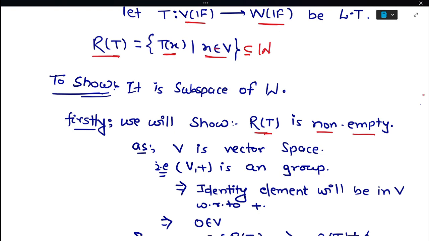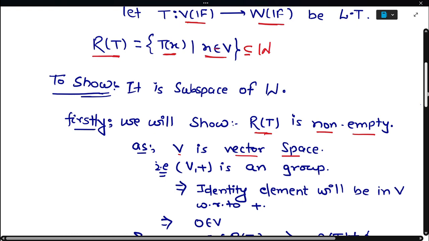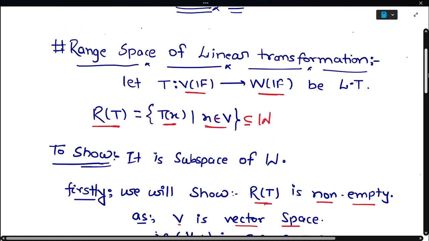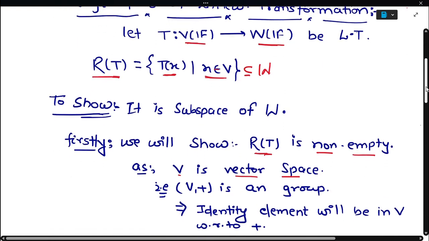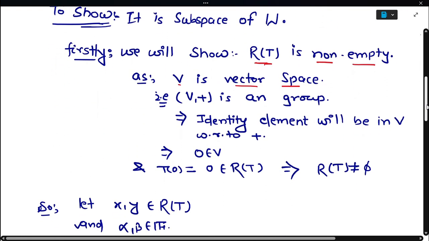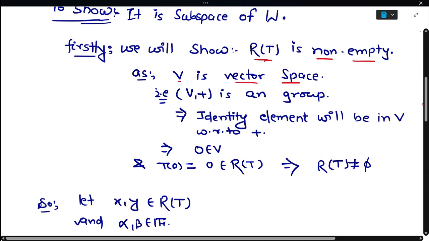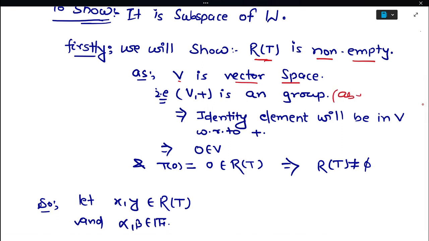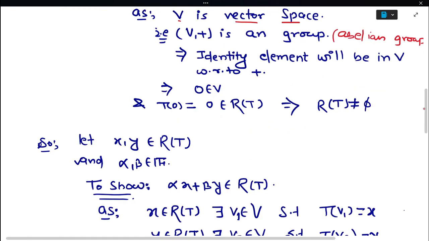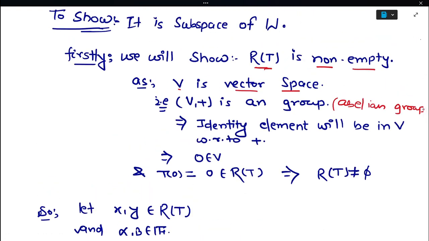Since we are given that T is a linear transformation from V to W, V and W are both vector spaces. So (V, +) will be a group, an abelian group, because we have defined a vector space such that V should be an abelian group with respect to plus. You can check out my video where we have defined it.